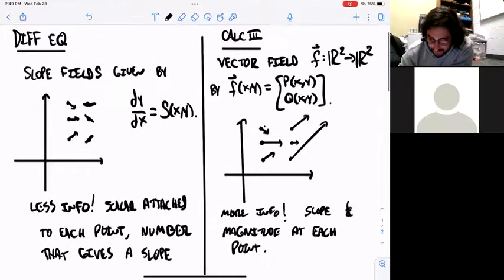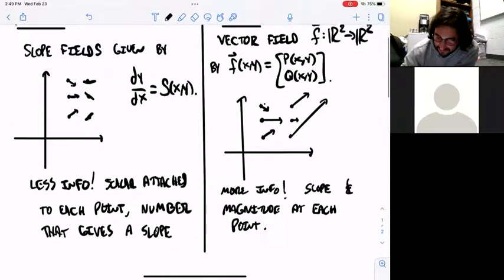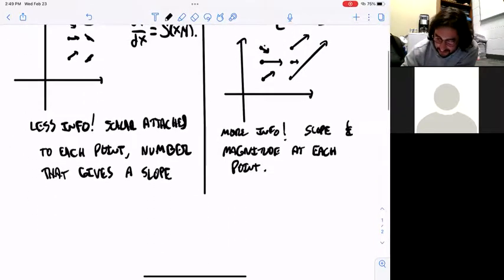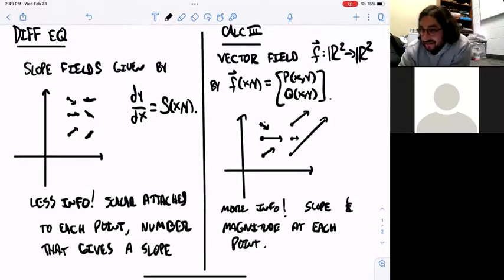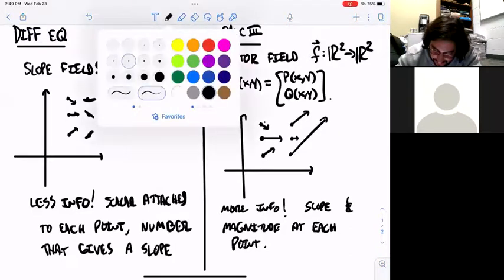So given a slope field, there isn't a way to get the vector field corresponding to the slope field because there isn't enough information there. How would you know what magnitude to put at each point? But you can actually go the other way. Given a vector field, if you wanted to just forget about the magnitude and get a slope field, you could. And how could you get the slope of these vectors in the plane? So how can you go this way?